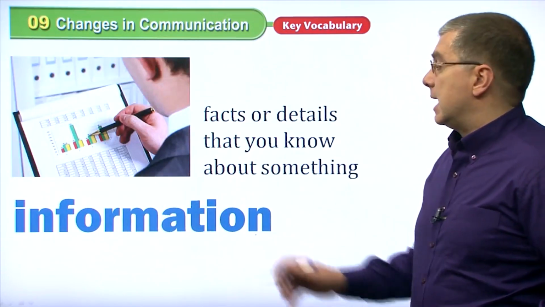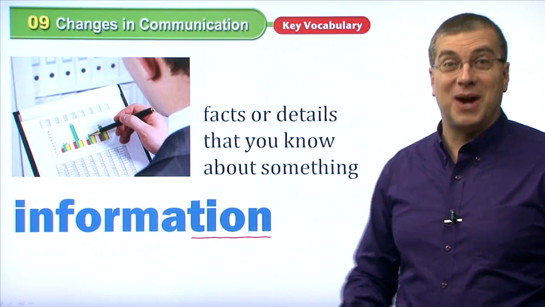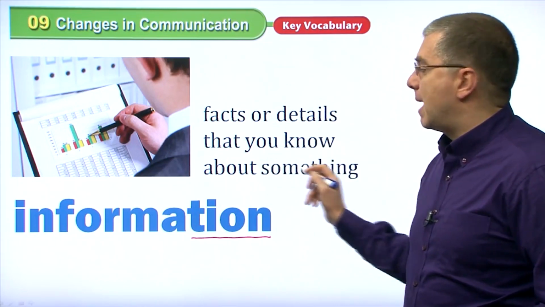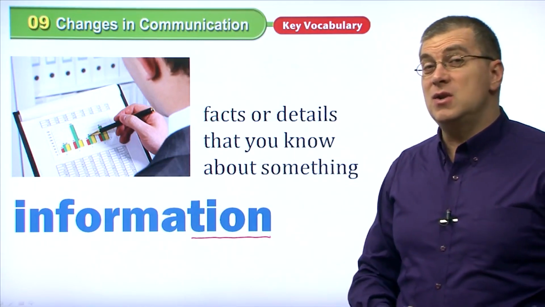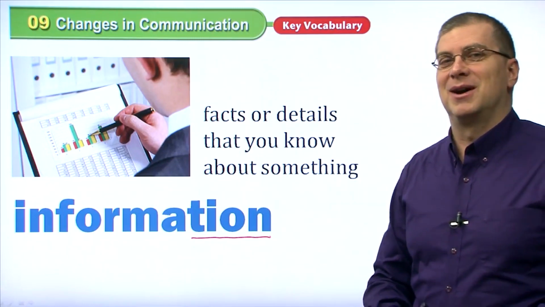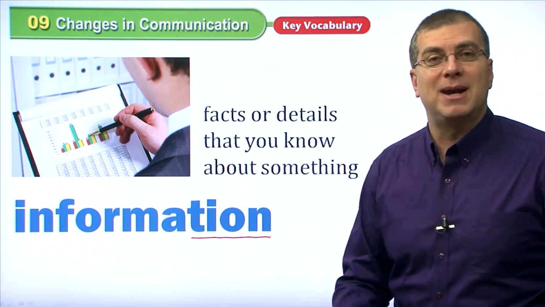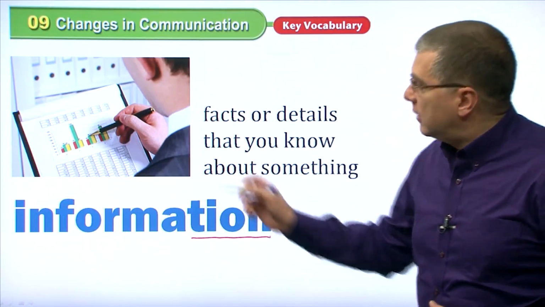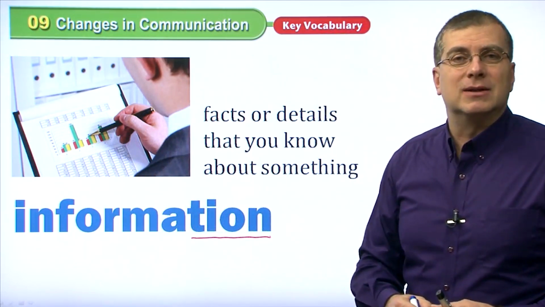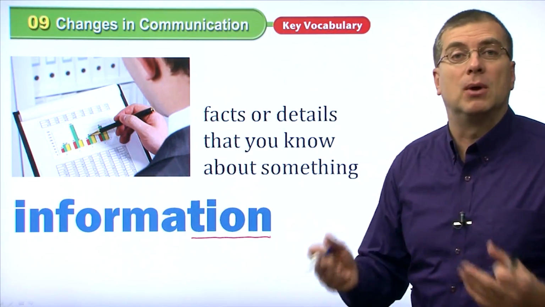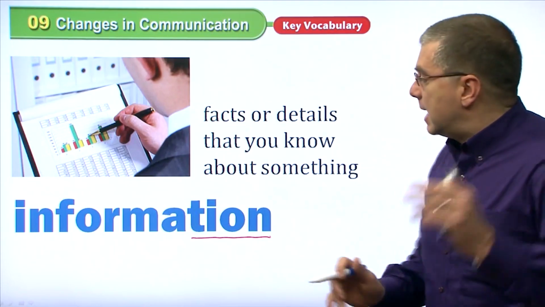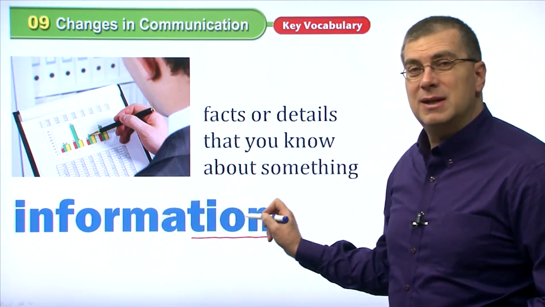Okay, let's move on. Information, another T-I-O-N word, right? There's so many of them, right? Information, facts or details that you know about something. So how many facts and details do you know? You probably know a lot of information, right? Especially if you've been studying these books quite a bit, right? So we've been learning a lot of information. Facts or details. When we think about science, about the earth or about insects or animals or people, those are facts or details. We know about those subjects. That is information.